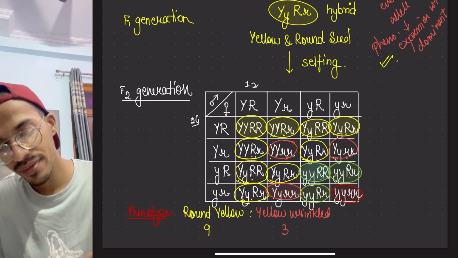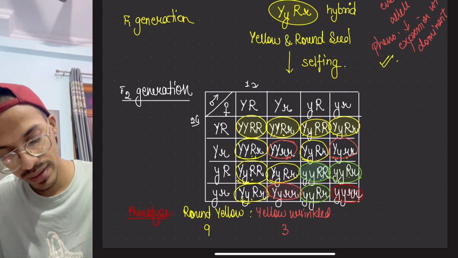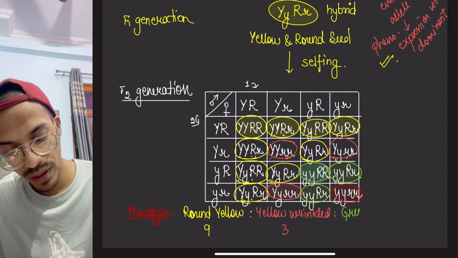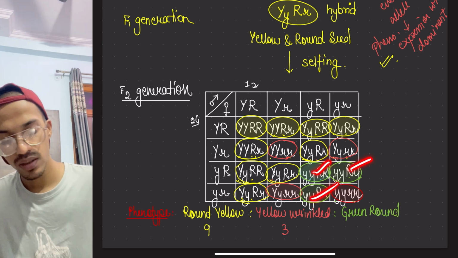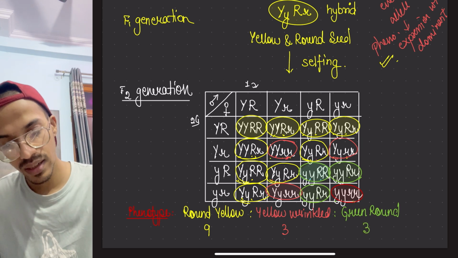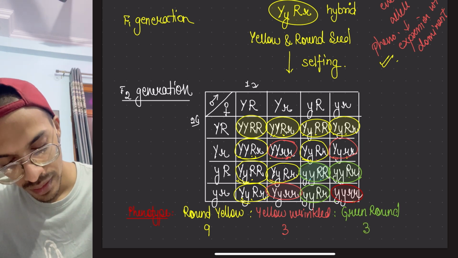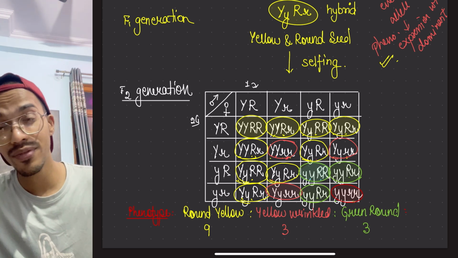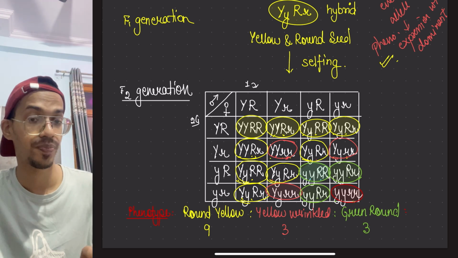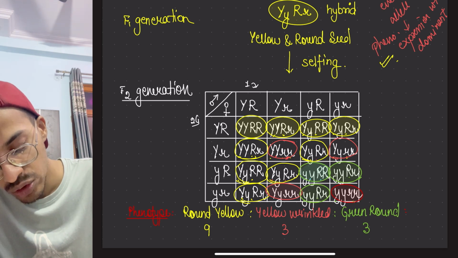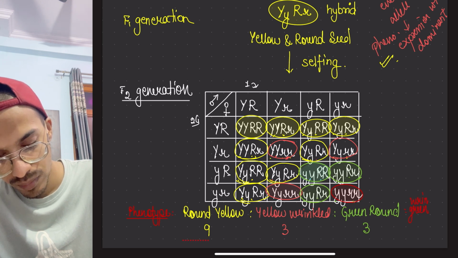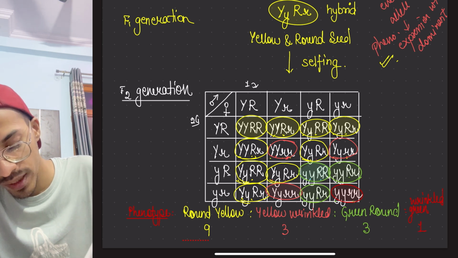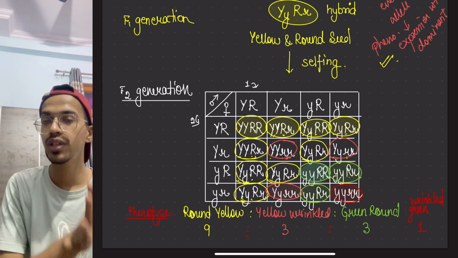After that, we have this color, green. What are they? They are green but round in shape. How many of them are there? If you see, 1, 2, 3. So the ratio would be 3. And the last one is the pure recessive trait, which has again shown up here also, same as in the monohybrid and dihybrid cross. This is green wrinkled. So this is 1. So the ratio is 9:3:3:1.